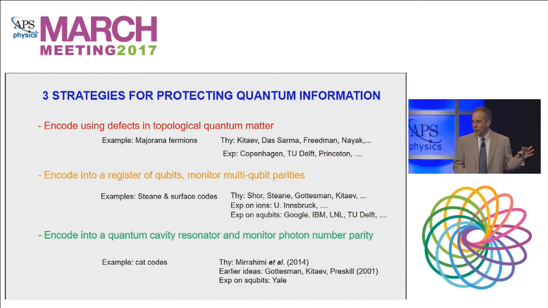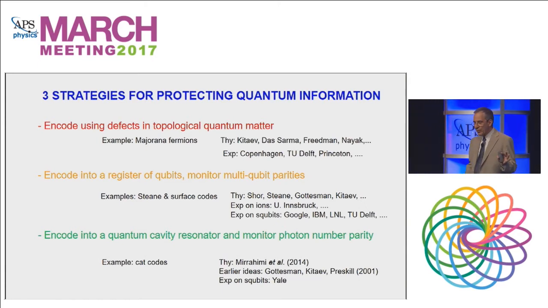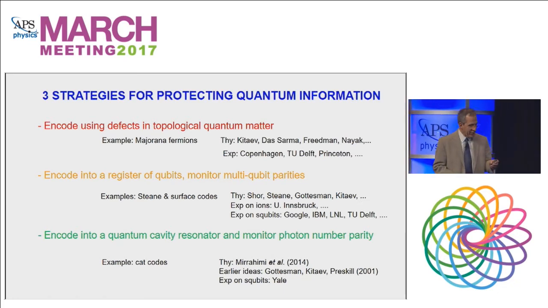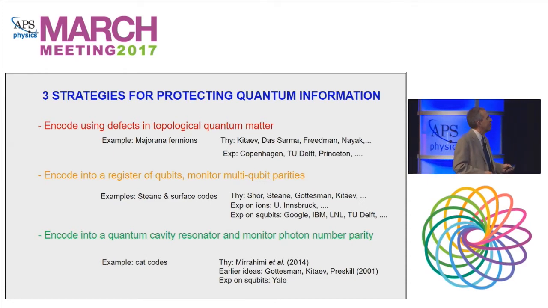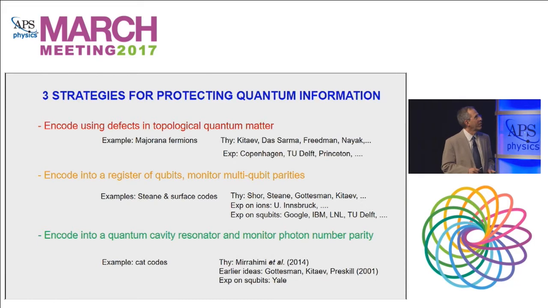So there are actually three strategies, and the first two have already been discussed by my colleagues. Of course, the first one was discussed at length by Duncan and Cam, and also by Dale. And they are based on encoding quantum information using defects in topological quantum matter.